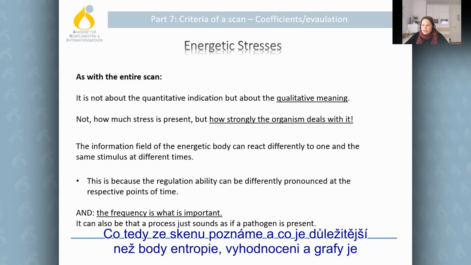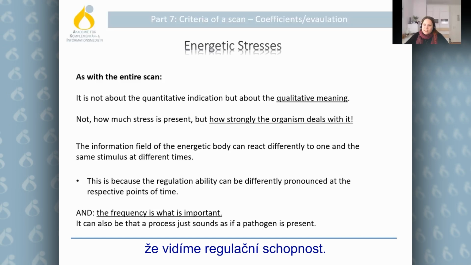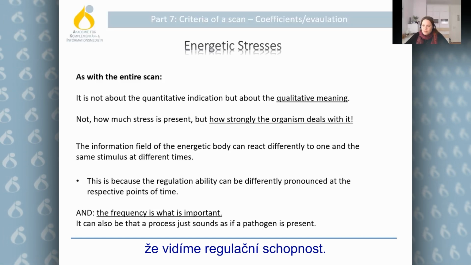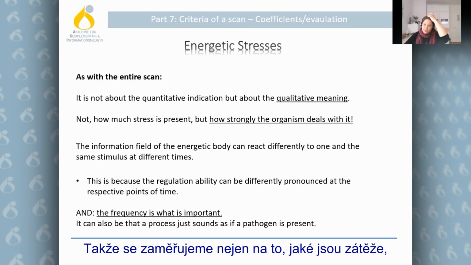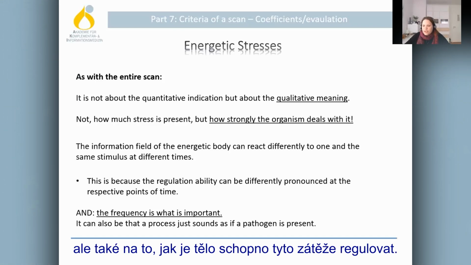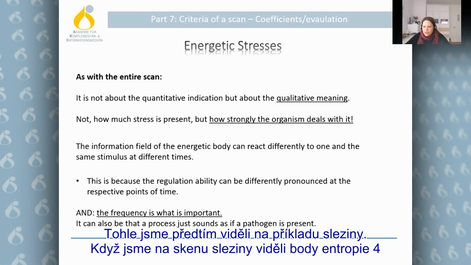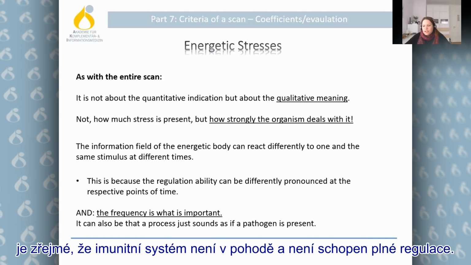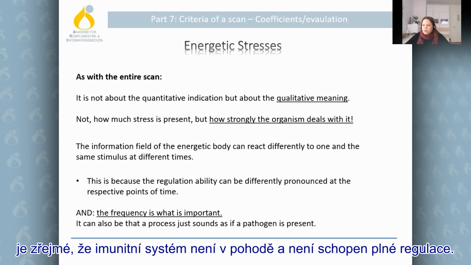What we see in the scan, and this is more the entropy points than the evaluation and also the graphs, is the regulation ability, which can be differently pronounced in every scan, every situation, every patient. So this is where we focus on not only what kind of stresses we have, but also how able the body is to regulate. And this is what we had with the spleen before. When you have 4 entropy points at the spleen, you will see that the immune system won't be that relaxed and able to regulate.